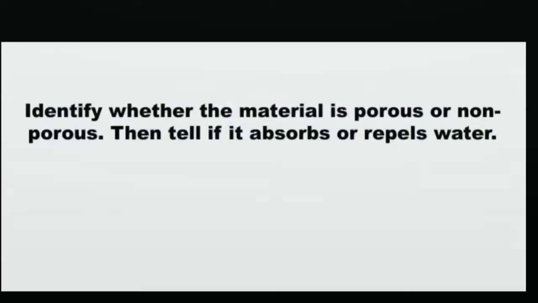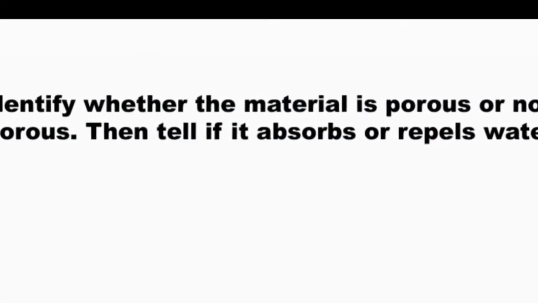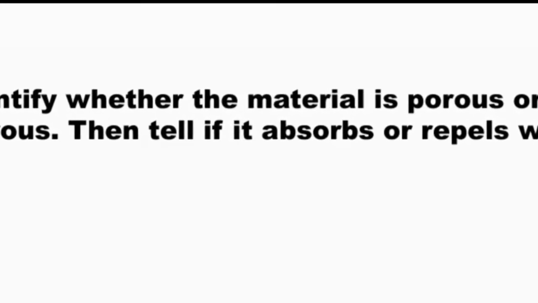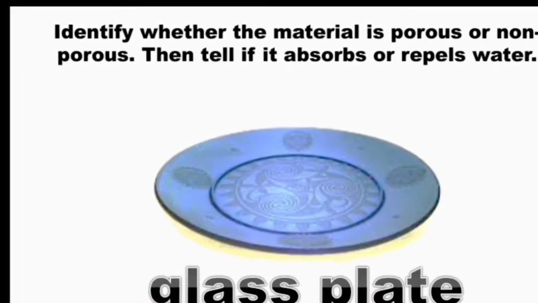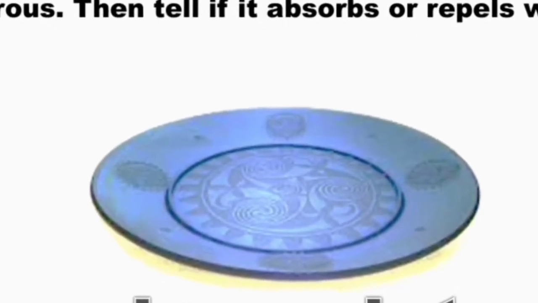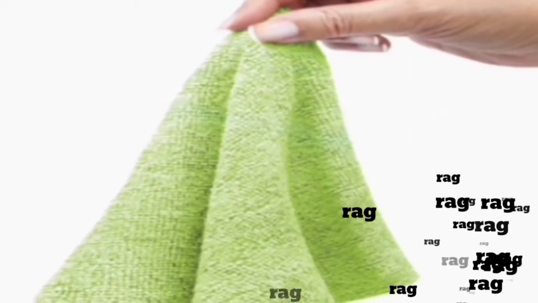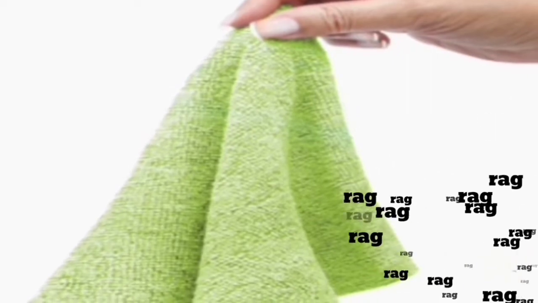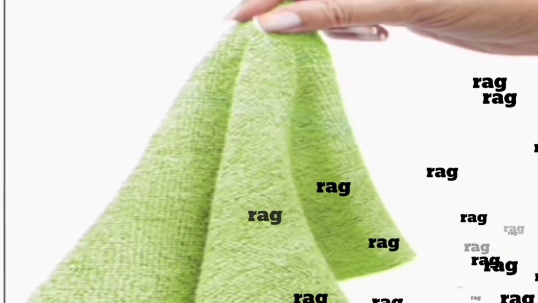In our next activity, I want you to prepare a piece of paper where you can write your answer. Directions: identify whether the material is porous or non-porous. A glass plate. A glass plate is non-porous and it repels water. A rag. A rag is a porous material and it absorbs water.